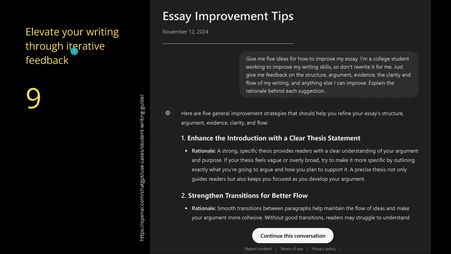Number 9, elevate your writing through iterative feedback. So you go here with OpenAI's prompt: give me 5 ideas for how to improve my essay. Let's say I'm a college student working to improve my writing skills, so don't rewrite it for me. Just give me feedback on the structure, the arguments, the evidence, the clarity, and the flow of my writing, and anything else I can improve. Explain the rationale behind each of your suggestions.